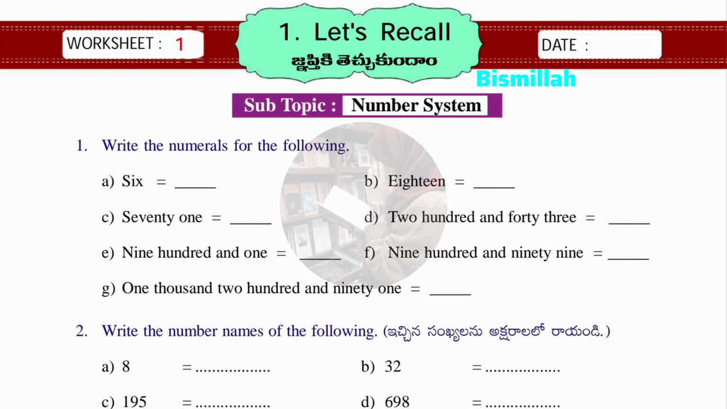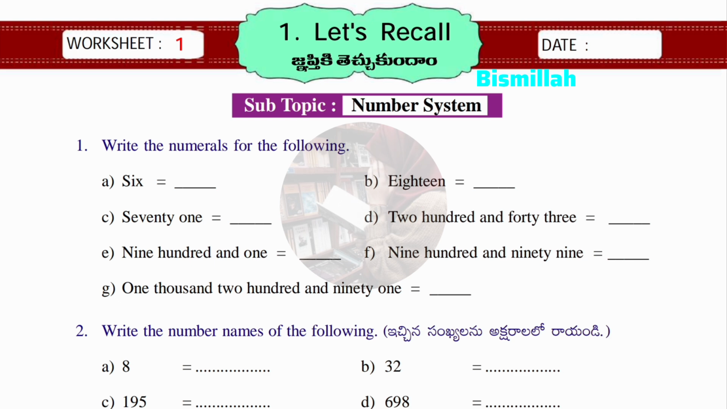So our chapter name is Let's Recall. We'll start with worksheet number 1. Here the subtopic is number system. Okay, let's see first one. Write the numerals for the following. Here we have fill in the blanks type, where we have given the numbers in words form, like one, two. So in words form we have given the numbers. What we have to do? We have to write it down in the numeral form.